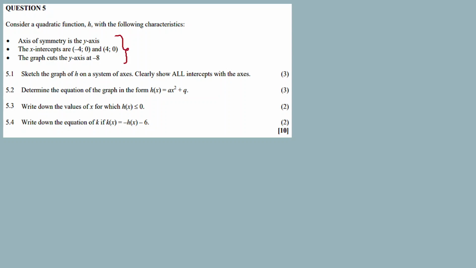Okay, now here they say consider a function h with the following characteristics. They give us this information: the axis of symmetry is the y-axis, the x-intercepts are -4 and 4, the graph cuts the y-axis at, this is the y-intercept, at -8. In 5.1 they say sketch the function of h on a system of axes, clearly showing all the intercepts with the axes.